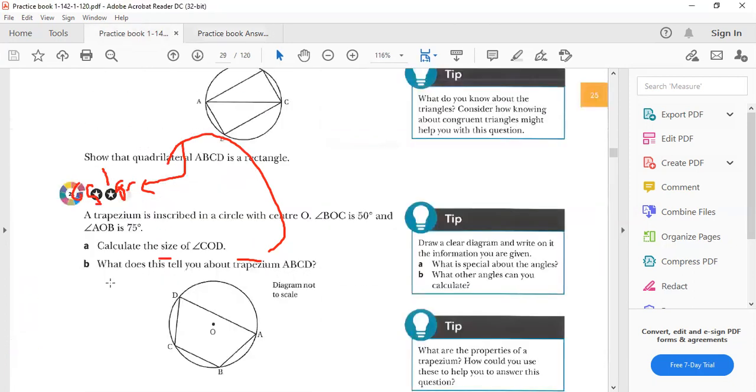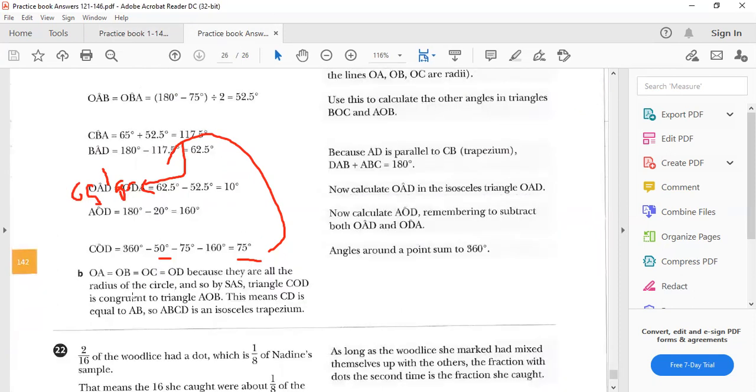Now part B: what does this tell about the trapezium ABCD? This tells us about O. OA, OB, OC, OD all have the radius of a circle, so the side, angle, side, SAS, means side, angle, side. The triangle COD is congruent to AOB. This means CD is equal to AB, and ABCD is an isosceles trapezium. Isosceles means the two sides of the triangle will be the same.